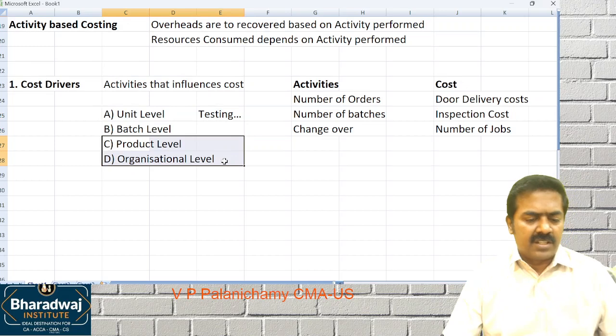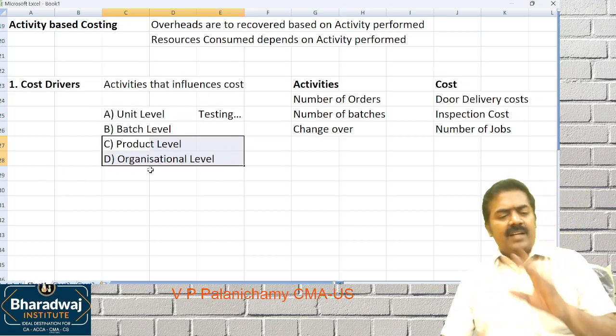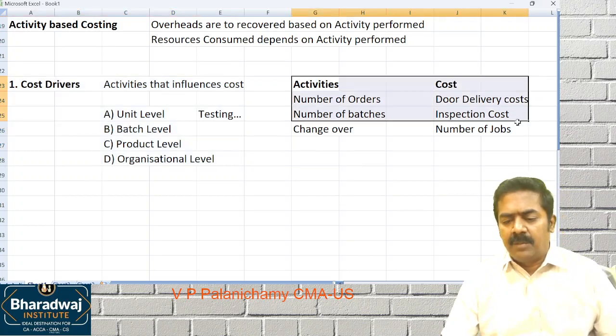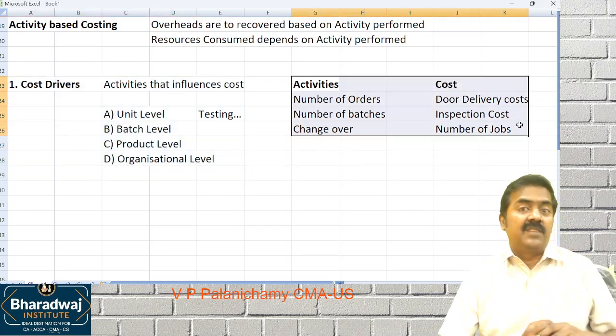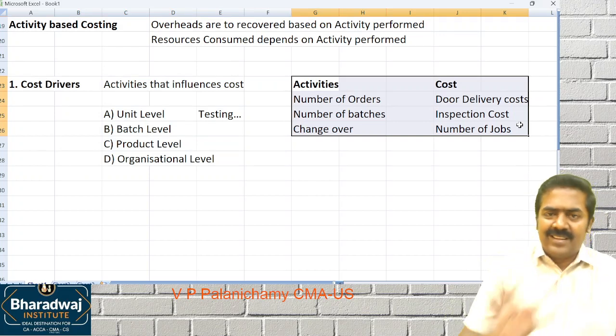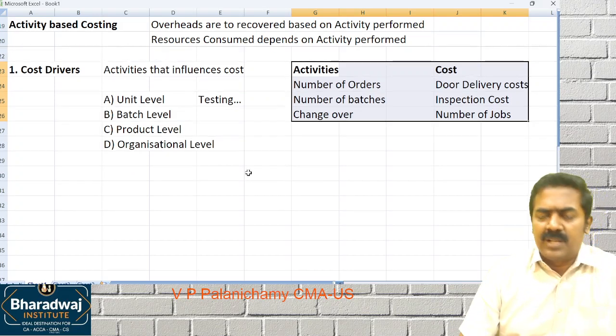You cannot charge to the customer product level and organizational level activity. Actually, activity based costing itself was developed in the Second World War. It was not developed by any company. It was developed by the US Army in the Second World War.